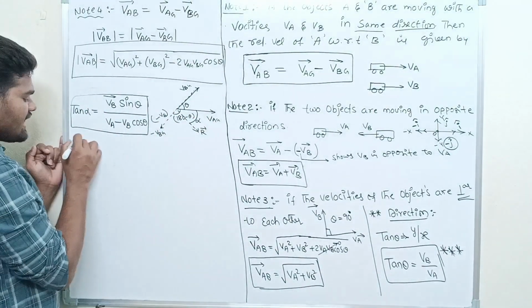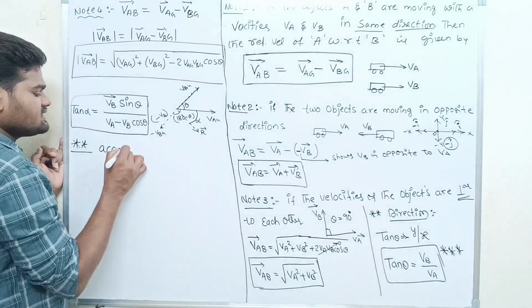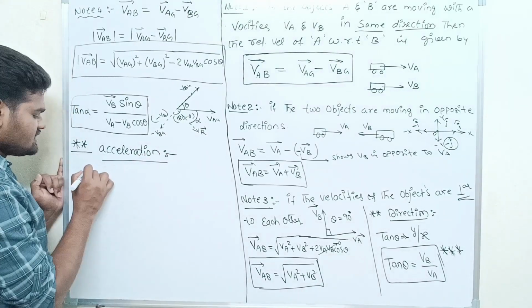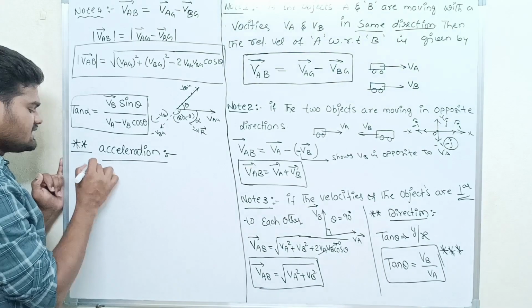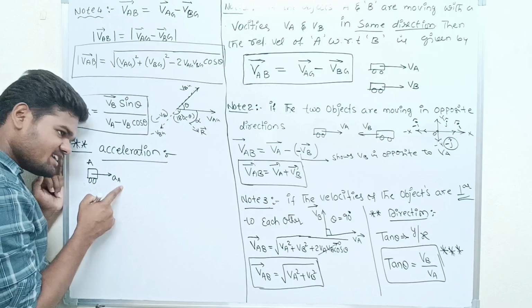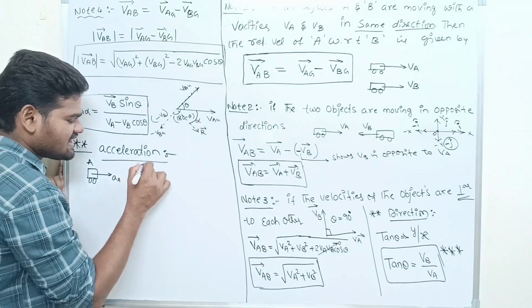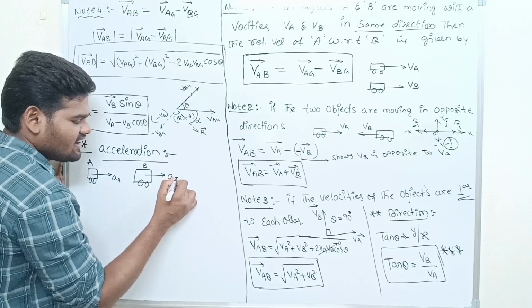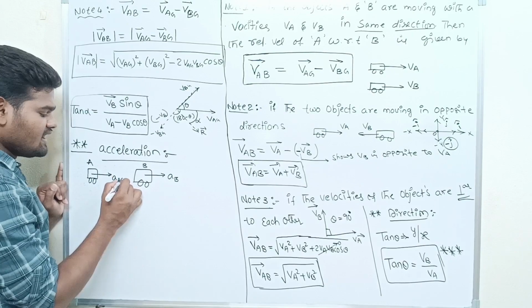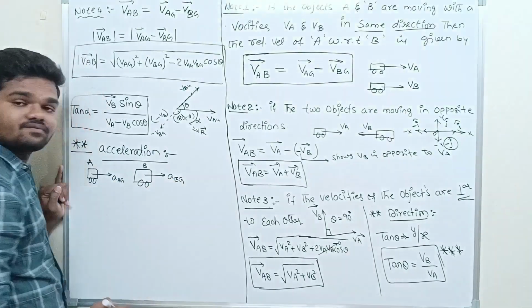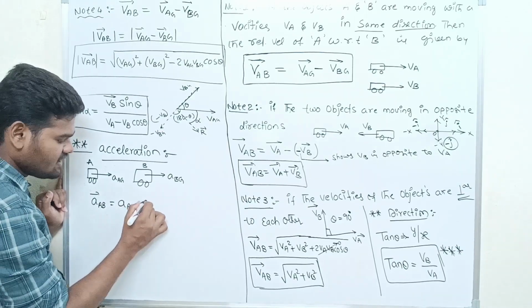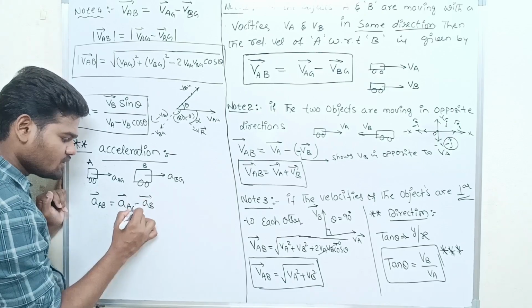Right. If you want to find the relative acceleration, okay, there are two objects. Let us say this is the first object A, and the acceleration of this object A is AA. The acceleration of the second object B is AB, with respect to the ground, AAG and ABG. Now the acceleration of object A with respect to B is given by the acceleration of A minus the acceleration of B, with respect to the ground frame.